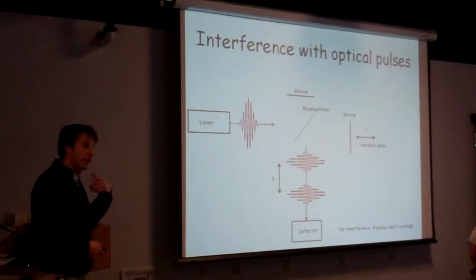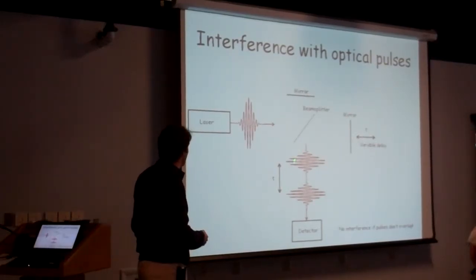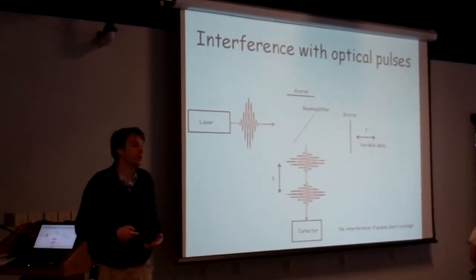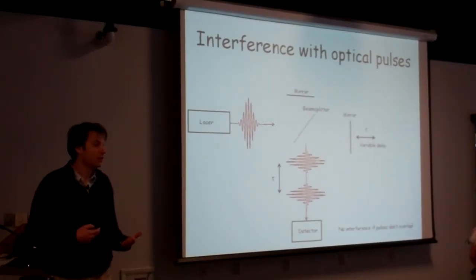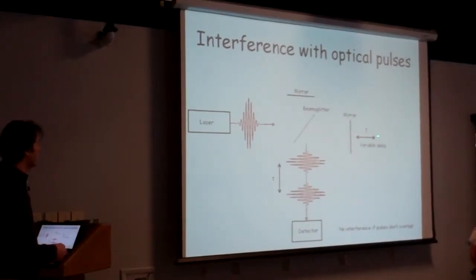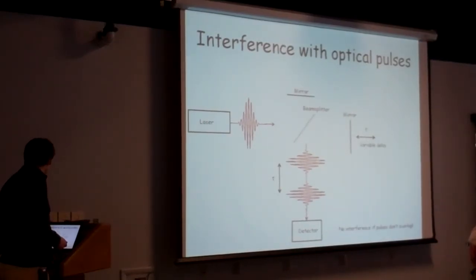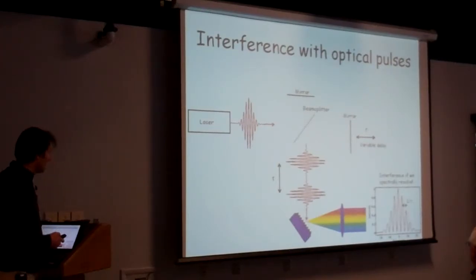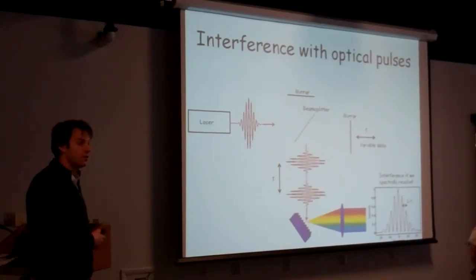Now, if I vary the time delay between the two pulses when they're not overlapped, I don't see any interference, right? The electric fields have to be at the same place or same time in order to see any interference. So I can vary this delay, but once these pulses are not delayed with any overlap, then I won't see any interference. Unless, that is, I make a measurement which is spectrally resolved.